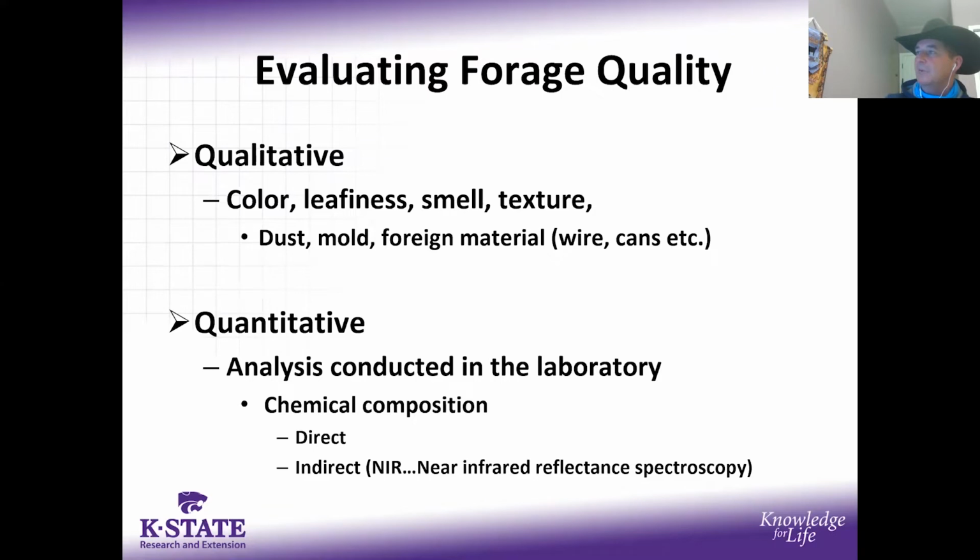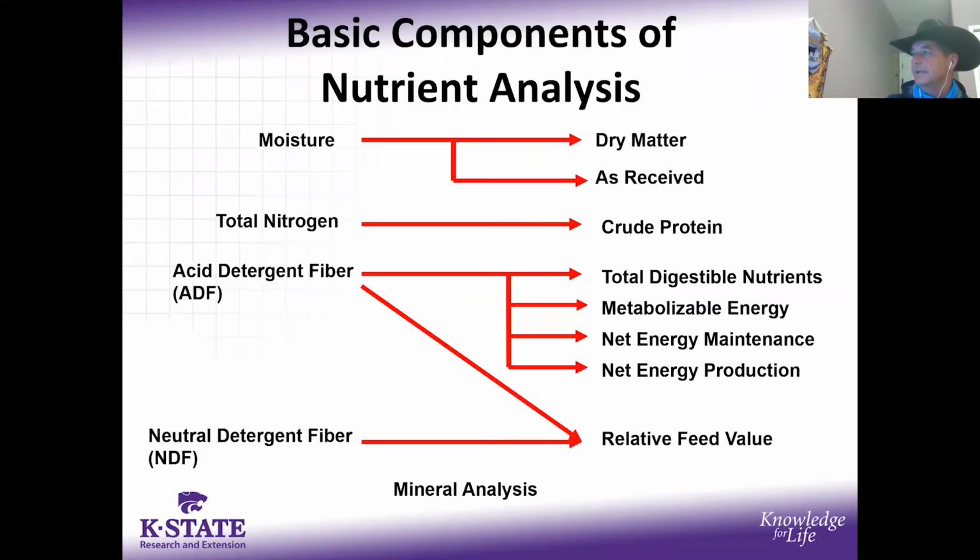When we're evaluating forage quality, we want to look at qualitative, which is the color, the leafiness, the smell, the texture. That also includes dust, mold, foreign material. And we also have the quantitative, which is the analysis conducted in the laboratory. There's a couple methods that we use. There's a direct and indirect, and we're going to discuss those a little bit further in the presentation.